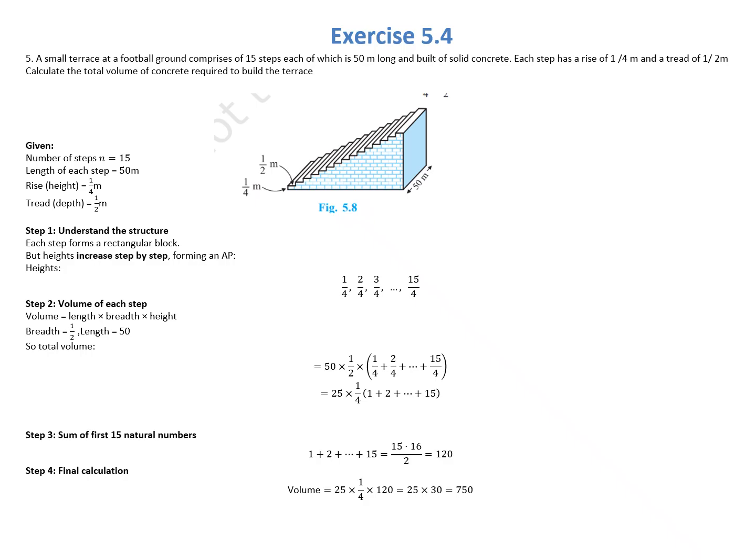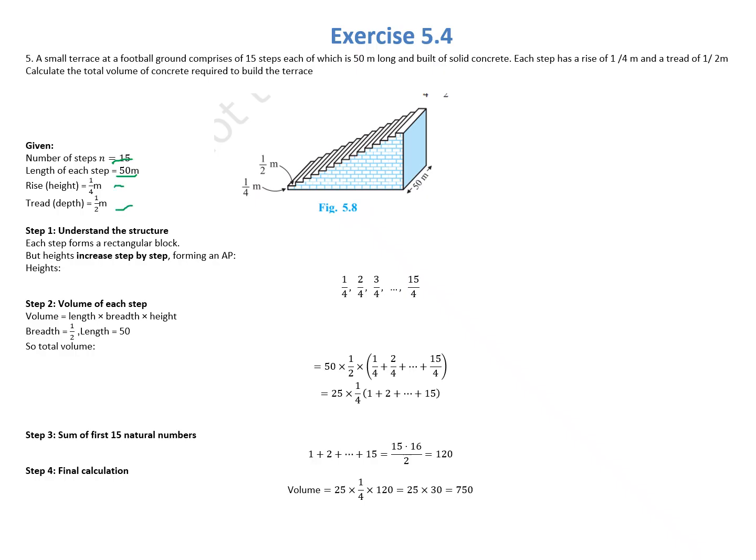Okay, so we have come to the last question of this exercise. We are given a figure here, and we have to find the total volume of the concrete that is required. We are given total steps as 15. Length of each step is 50 meter. Rise is 1 by 4 meter, and tread, that is depth, is 1 by 2 meter.